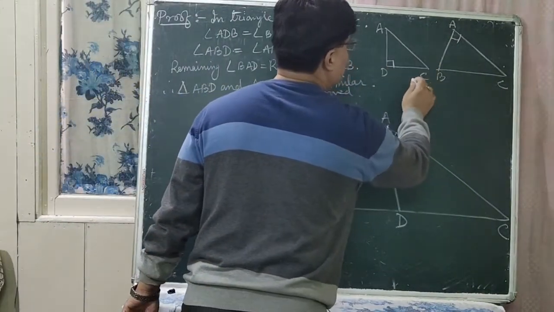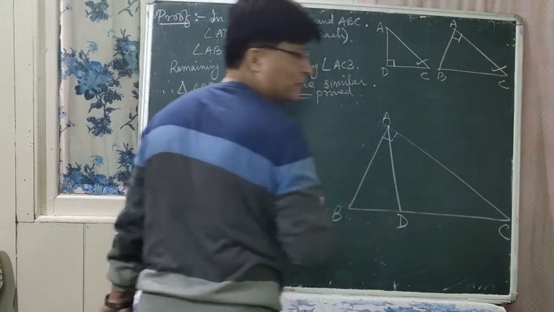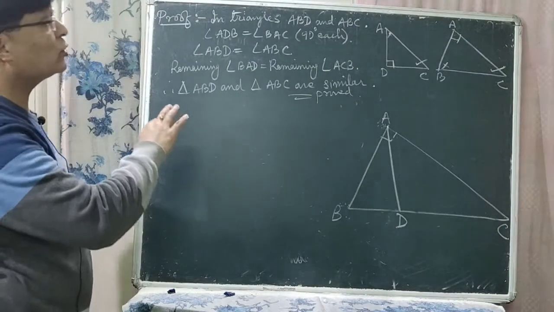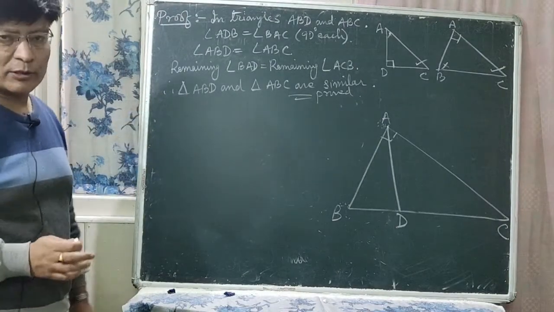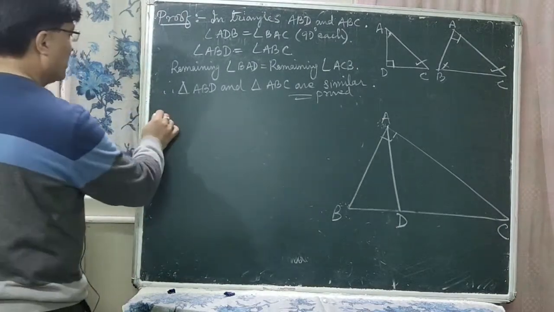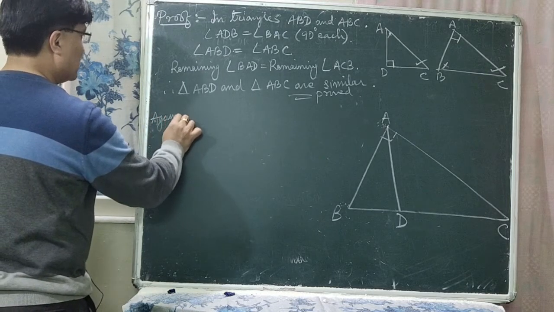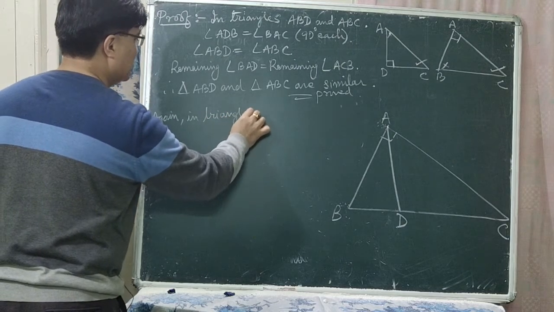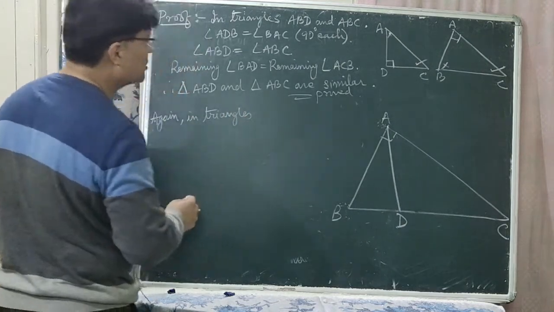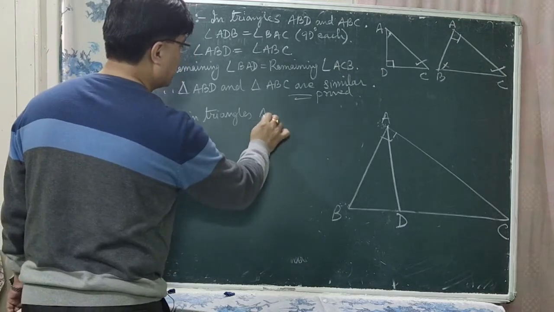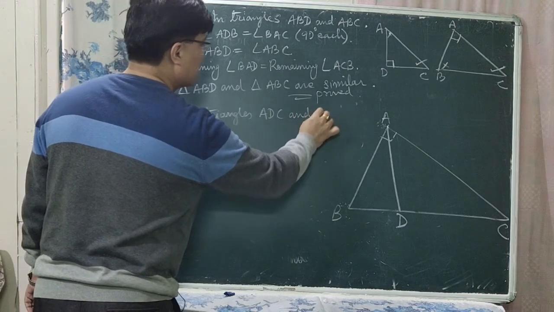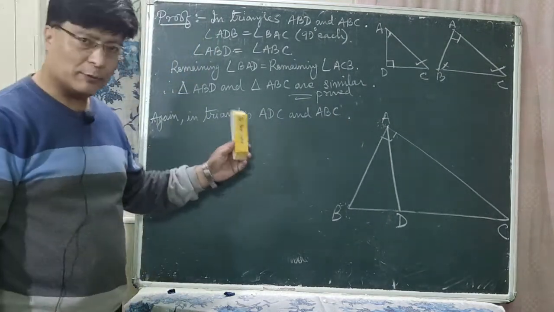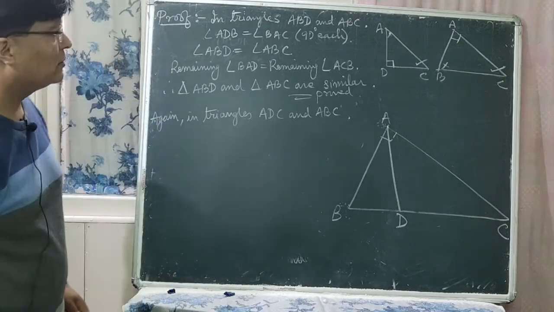And these are the same angle out here, and the remaining angle must be equal. These are the remaining angles, okay? So in this way we can prove that these two triangles are also similar. So let us write it here. Again in triangles ADC and the original triangle, that means ABC. So you have to prove that these two triangles are also similar, right?